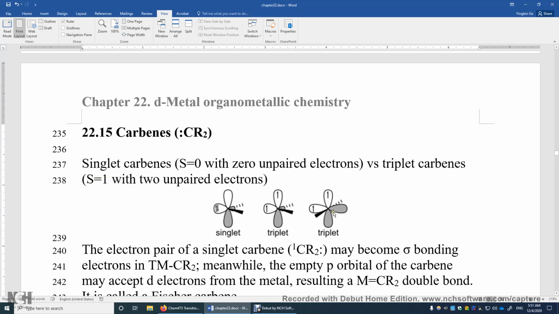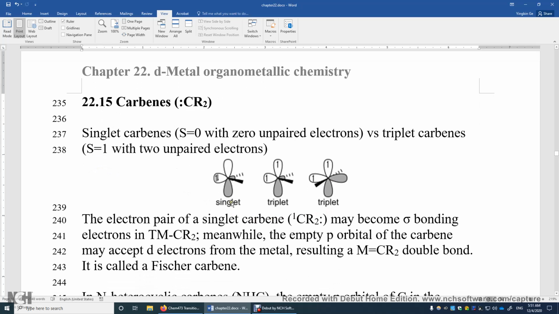Now let's look at a few pictures of the singlet carbenes and triplet carbenes. Over here, this is a singlet carbene. We have 2 functional groups, and this lone pair of electrons. 1, 2, 3. These 3, the 2 bonds plus this lone pair, are sp2 hybridization. So this carbon also has an empty p orbital perpendicular to the sp2 plane.